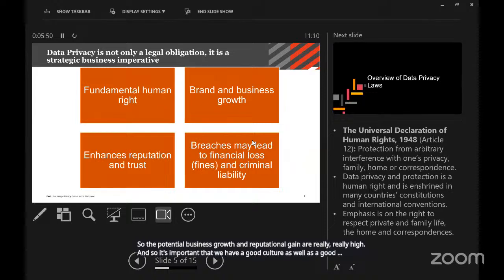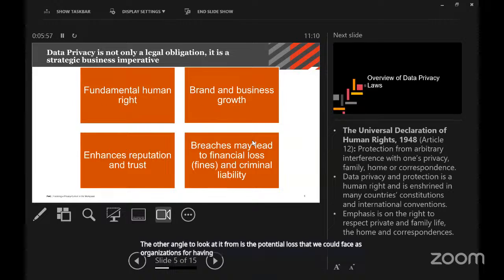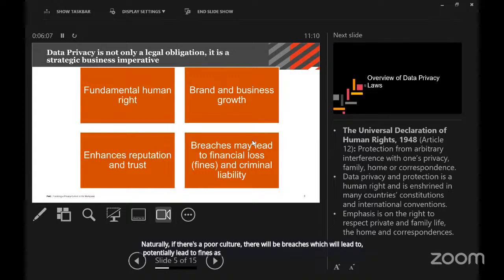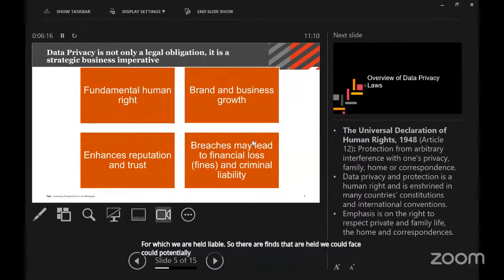The other angle to look at it from is the potential loss that we could face as organizations for having a poor data privacy culture. Naturally, if there's a poor culture, there will be breaches, which will potentially lead to fines as well as criminal liability should a complaint come through for which we are held liable. So the fines that we could face could potentially damage our productivity, our profitability, and so it's important that we develop the right data privacy culture and mechanisms.